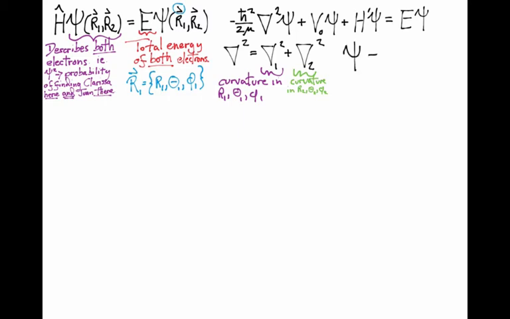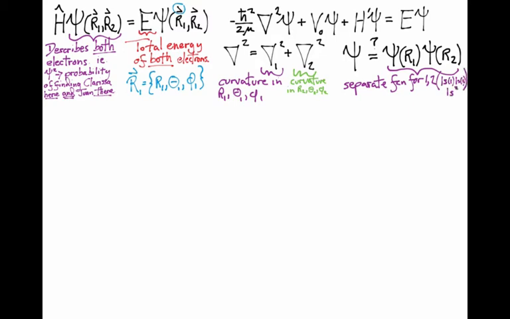And that kind of motivates the possibility that we maybe can write the wave function itself as a function of R1 and a function of R2. And there'd be a psi 1 of R1 and a psi 2 of R2, and those would be the independent wave functions that we'd multiply together, just like any other separation of variables problem.